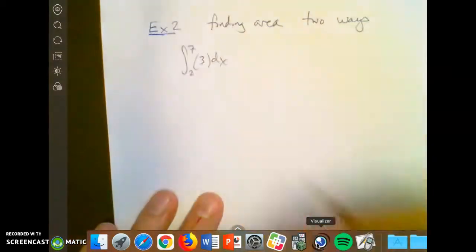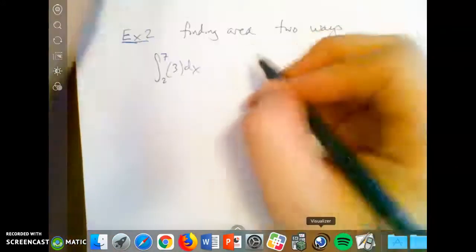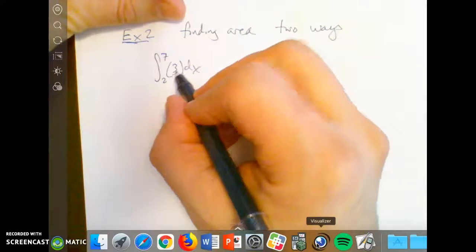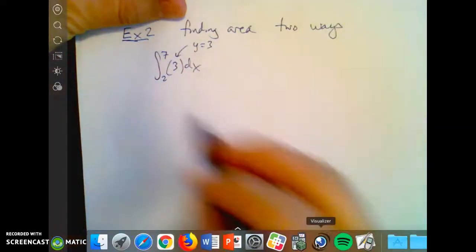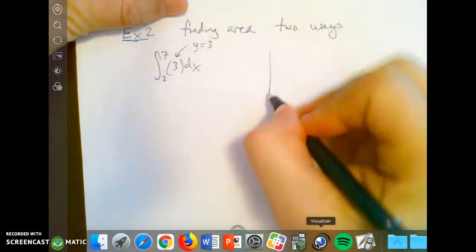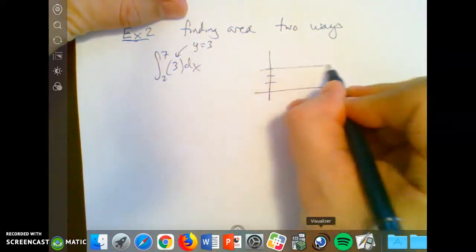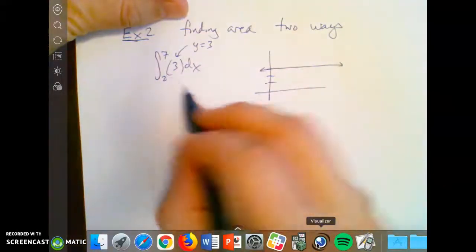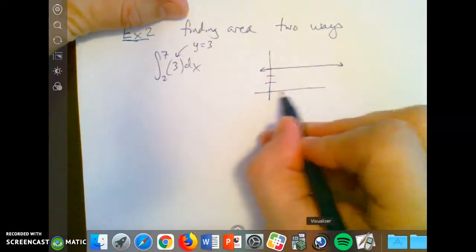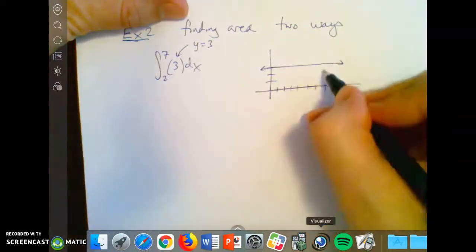Now this is a problem back in the ancient Greek kind of time. They could do this because if you actually graphed it, remember this is y equals 3. It's your y value. It's your f of x. So if I graph that, that just looks like this, right? 1, 2, 3. I draw a horizontal line here. That's the graph of f of x. And then I don't want the whole area underneath. I just want from 2 to 7. 1, 2, 3, 4, 5, 6, 7.